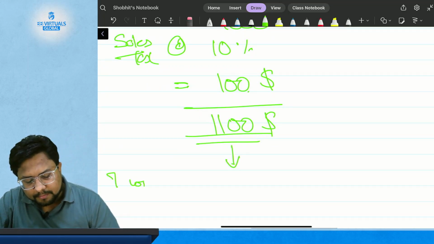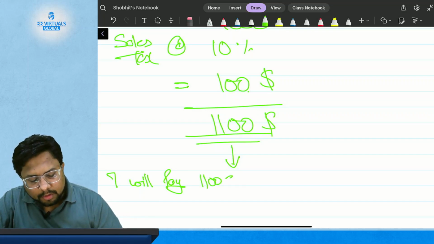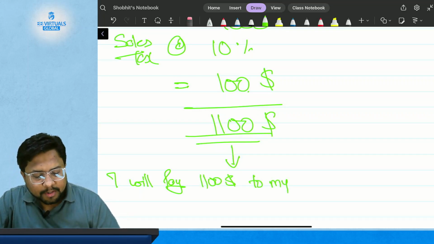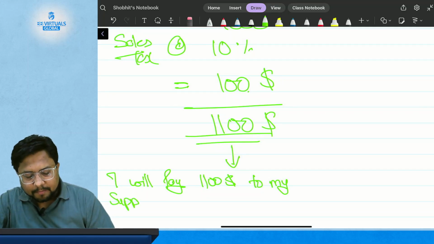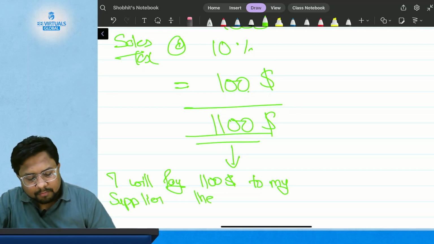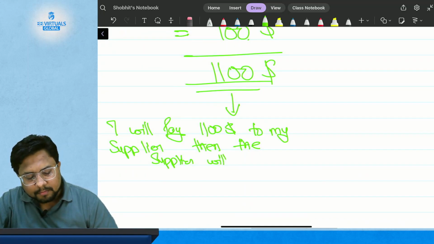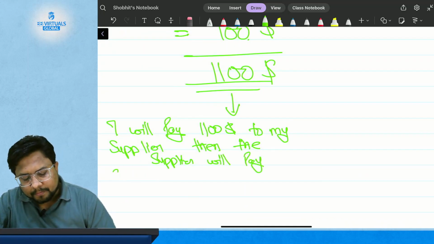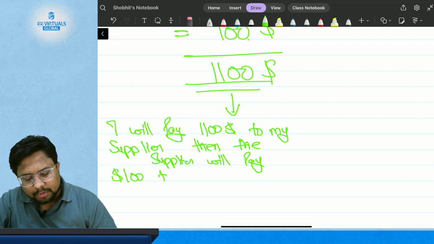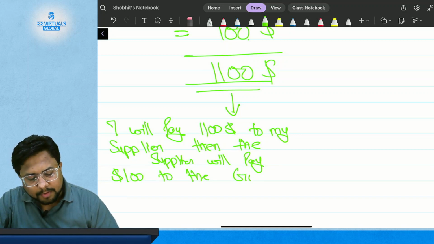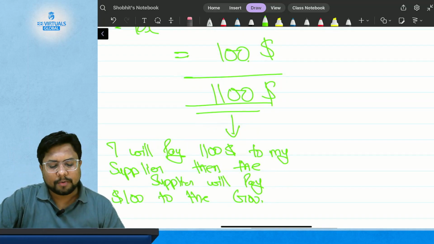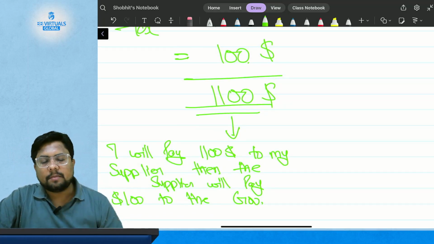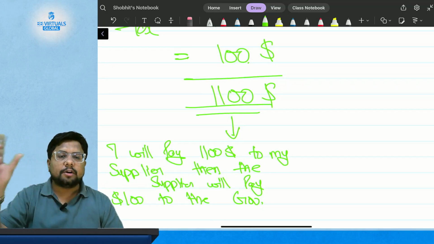I will pay $1100 to my supplier. Then the supplier will pay $100 to the government. Okay, so the supplier has received $1100 from me, and then he has paid $100 to the government.